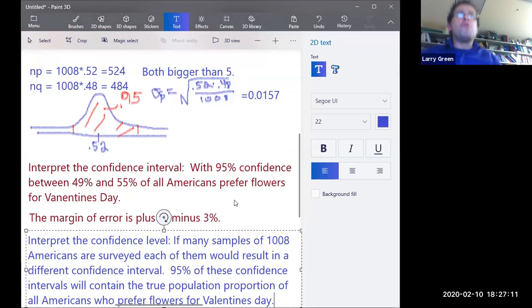I want to warn you that there is no short way of writing this. So if you think you can, you're wrong. Don't try. There are different ways of writing it, but there's no short way. So when I ask you to interpret the confidence level, you need to really write it out. It's a lot of writing. Any questions on this?